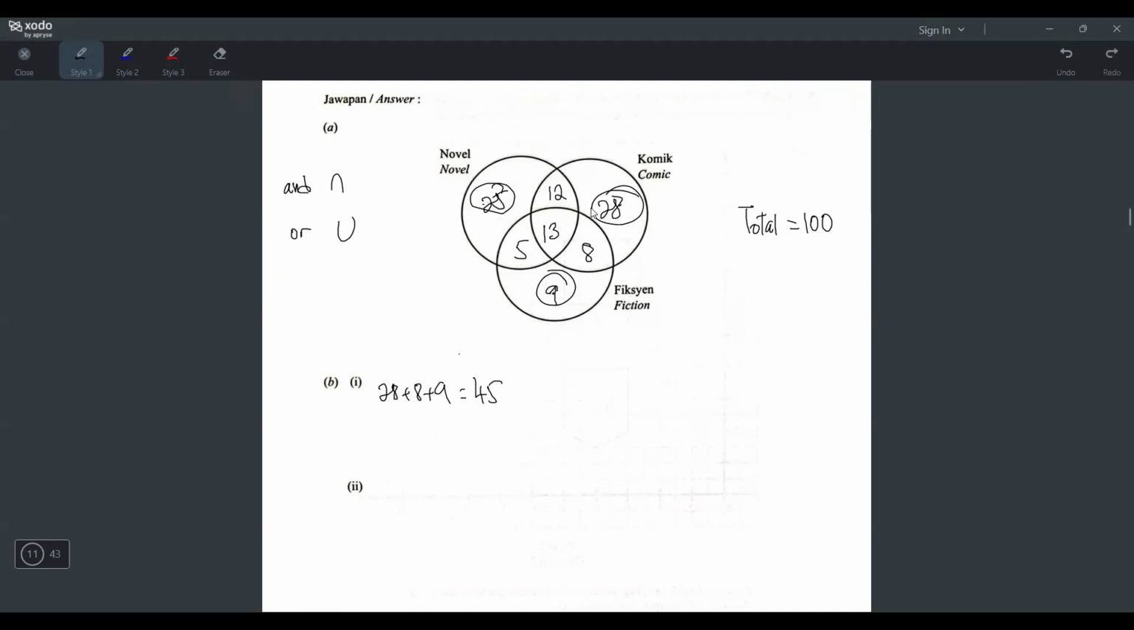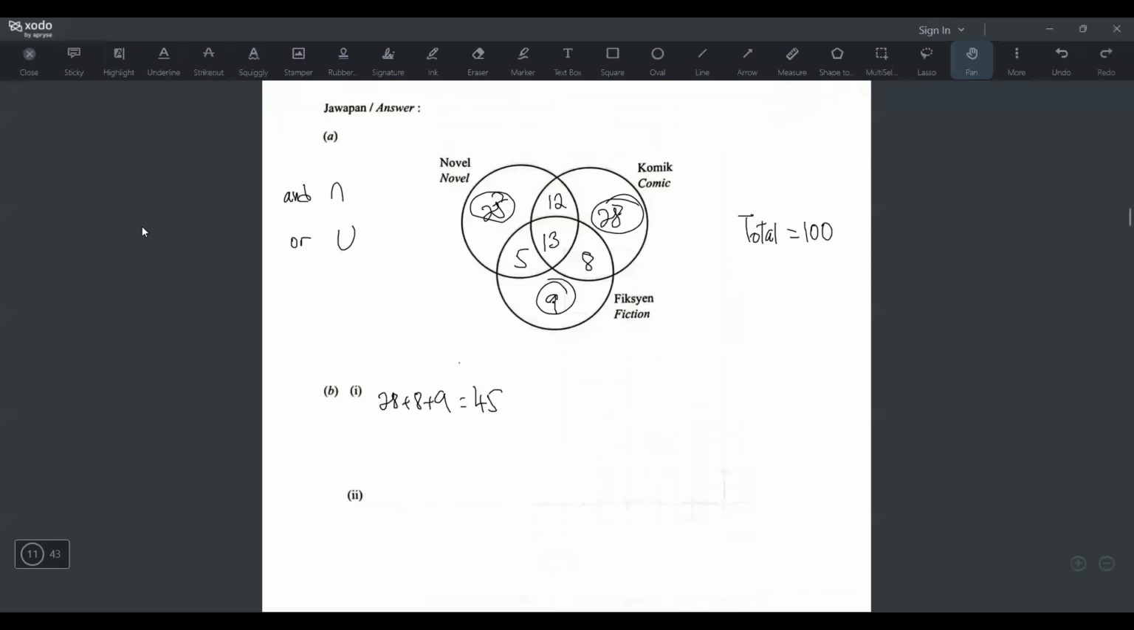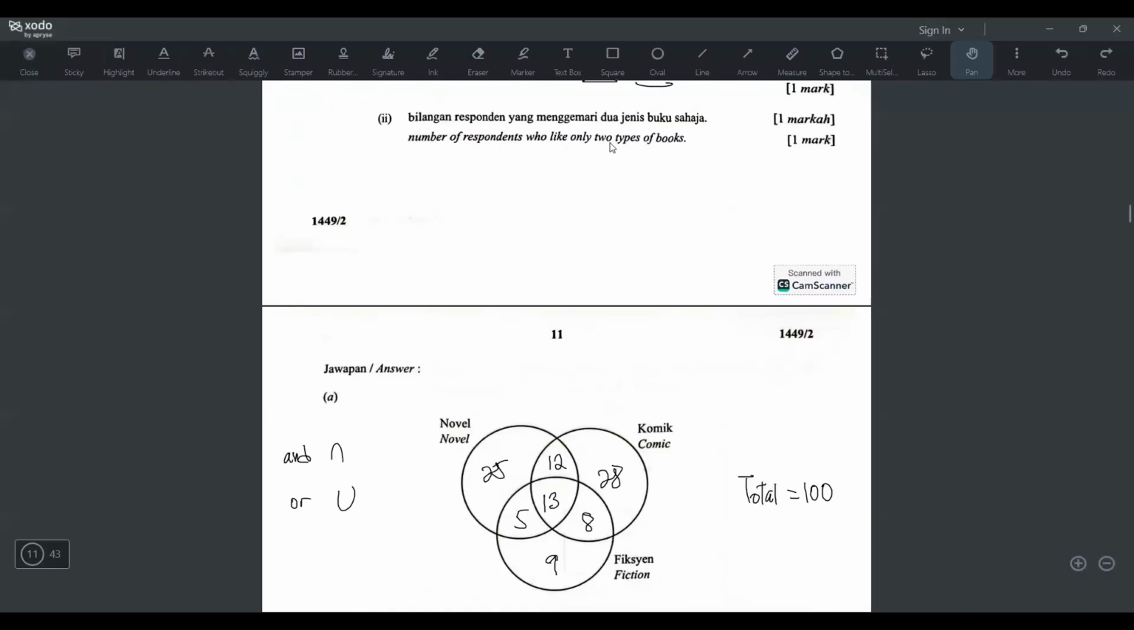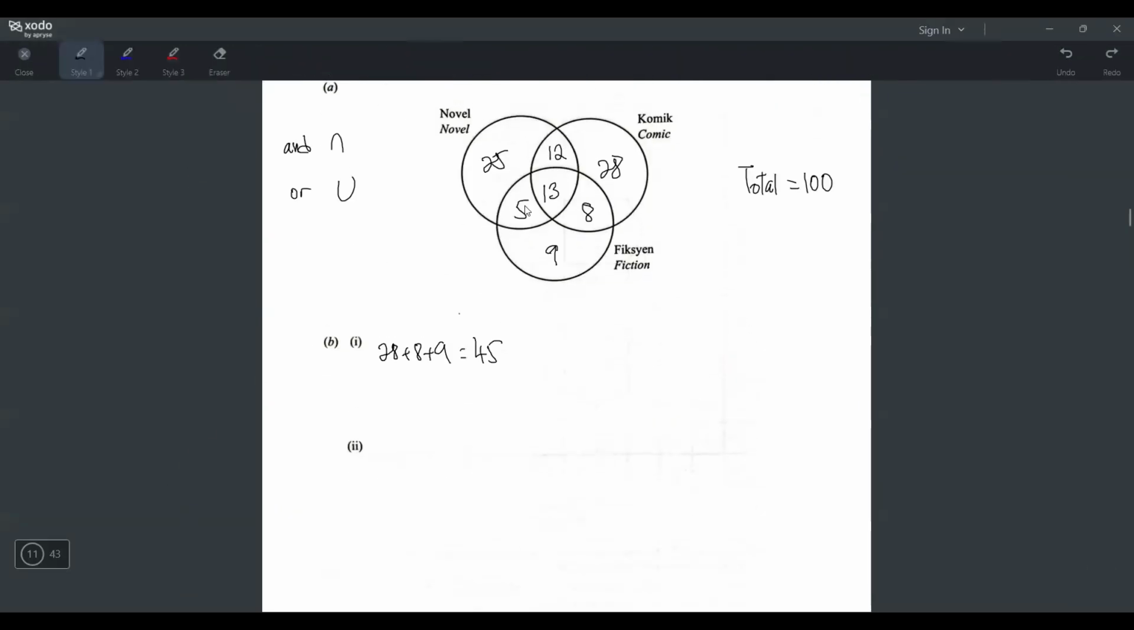So can you tell me what is the number of students who like 2 books? Only 2. They never say less than 2 or more than 2. They say exactly only 2 books. So only 2 books is 12 plus 5 plus 8, right? Because do you remember I told you this region is for students who like novel and comic only. And then this 5 is for novel and fiction only. The word only is very important. Because if I say novel and fiction, then the meaning is like this already. It includes the 13 already, right?